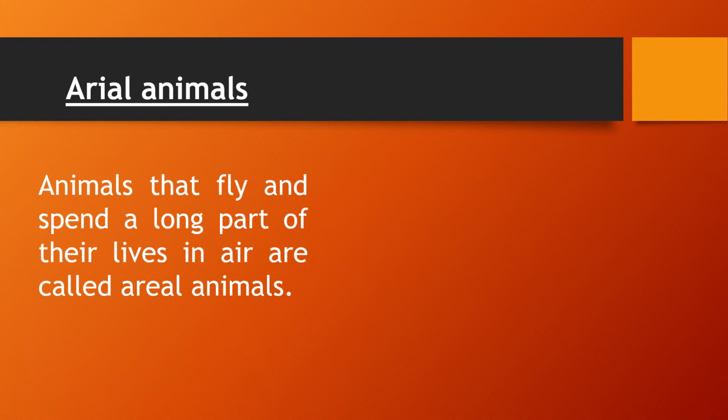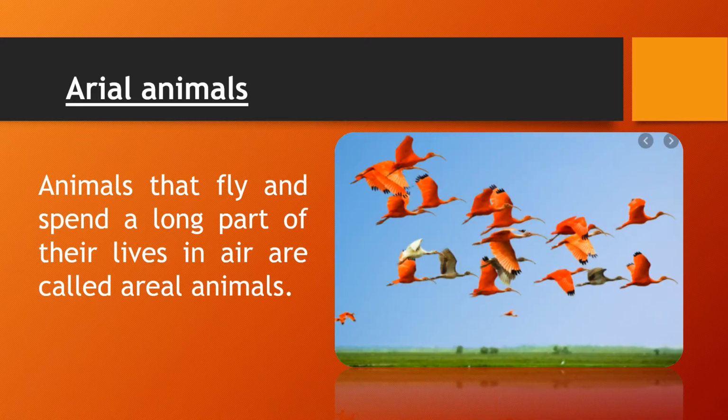Now let's learn about aerial animals. Animals that fly and spend a long part of their lives in air are called aerial animals. Most birds are aerial animals. They spend most of their time in air. In the previous class, we already studied about some migratory birds. Do you remember that? Yes. All such birds spend most of their time in air. So these animals we can call aerial animals.